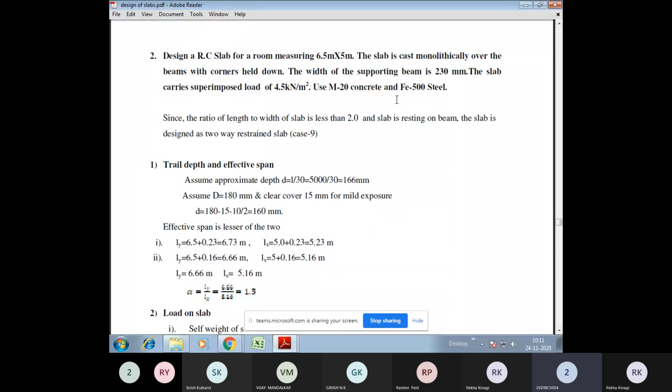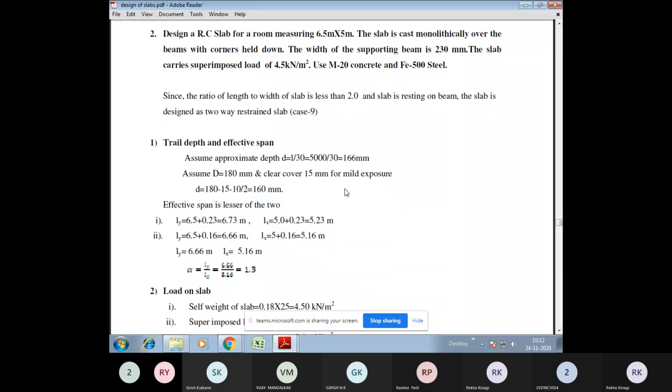Okay, in the previous session we were solving the design example for two-way slab, that is RC slab for a room measuring 6.5 meter by 5 meter, and we have calculated the effective depth there. Then we have also calculated the effective span in both the directions, that is Lx as well as Ly, and make sure that Ly is always the larger span and Lx is always the shorter span.